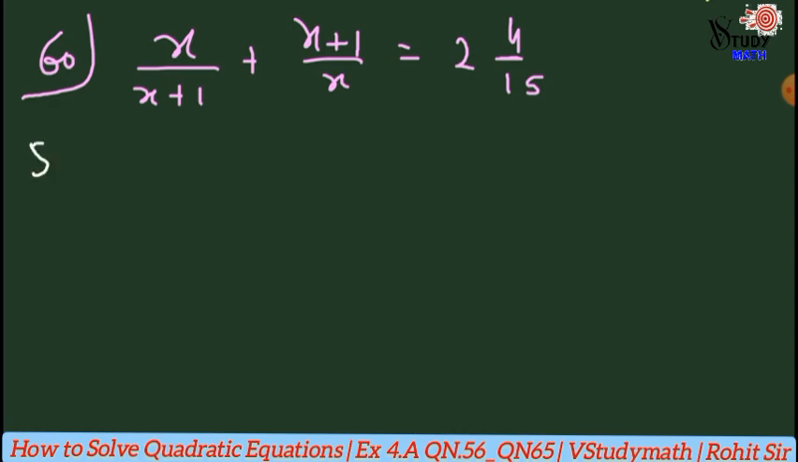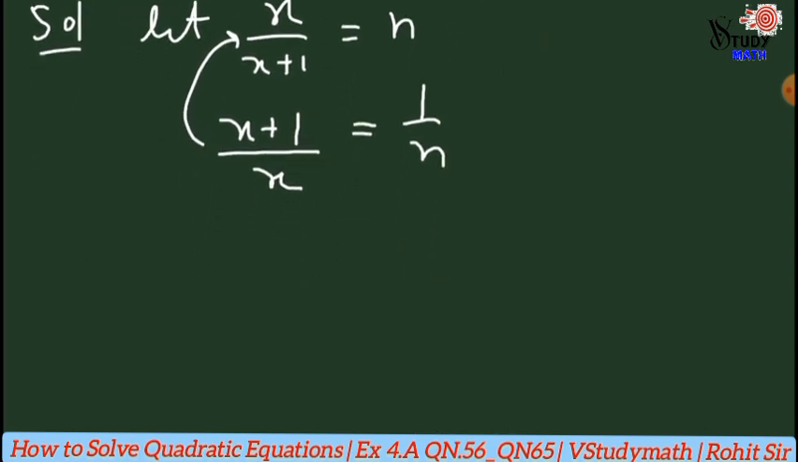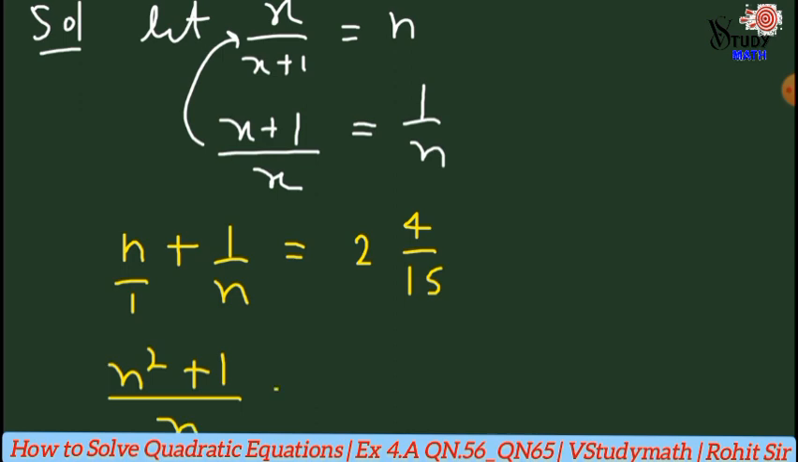So our strategy is that let x upon x plus 1 is equal to n. Then x plus 1 upon x is the reciprocal of this value. Then we can say that it is equal to 1 upon n. I hope you understand. Now after putting the values, we have n plus 1 upon n is equal to 2 4 upon 15. Now taking LCM, we have n square plus 1 upon n is equal to 34 upon 15.